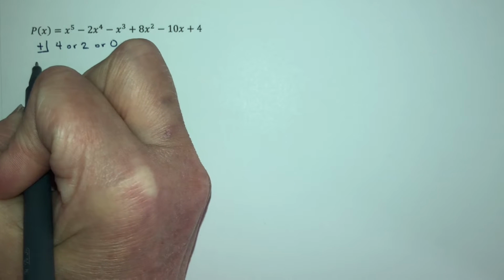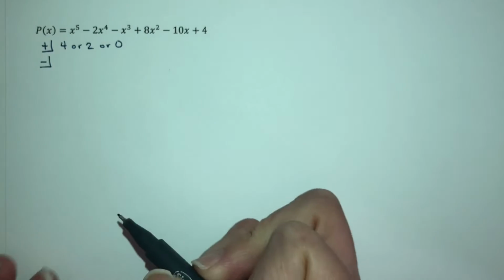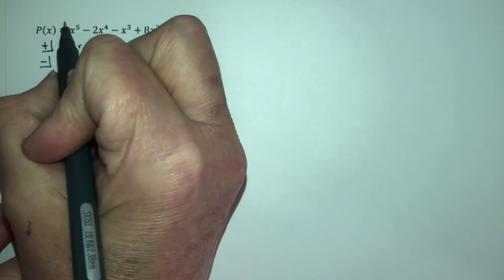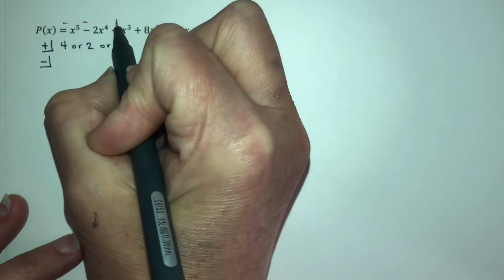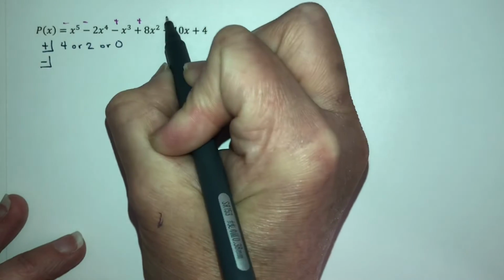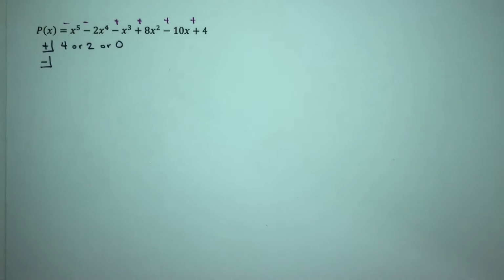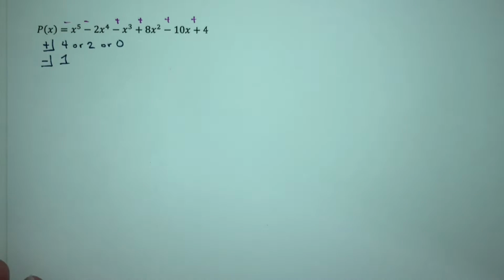Okay, now for negative, change the signs on your odd exponents. So negative, negative, positive, positive, positive, positive. That's one sign change. So I definitely have at least one negative solution.